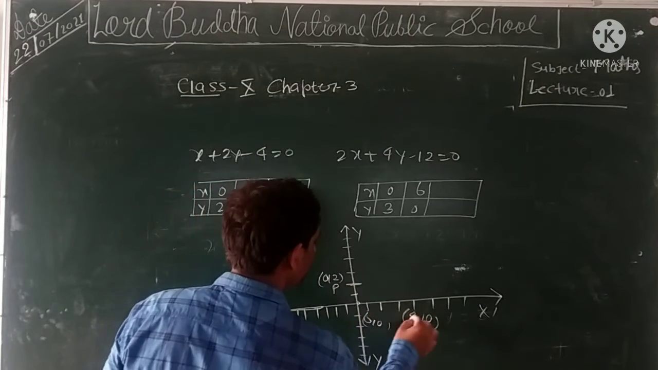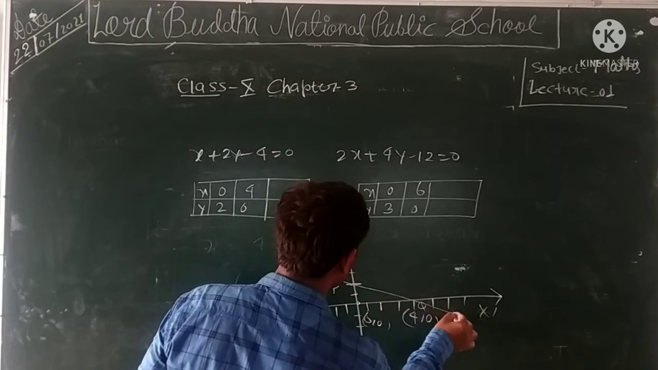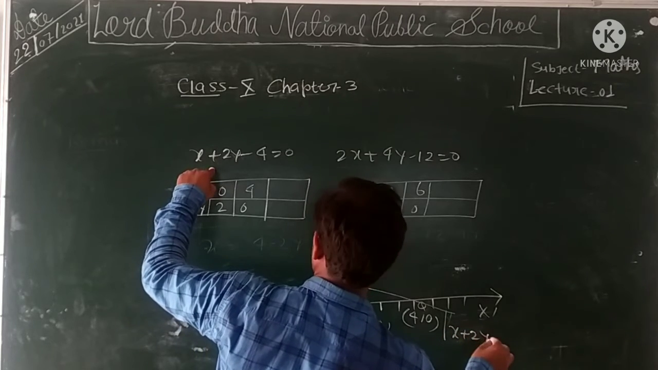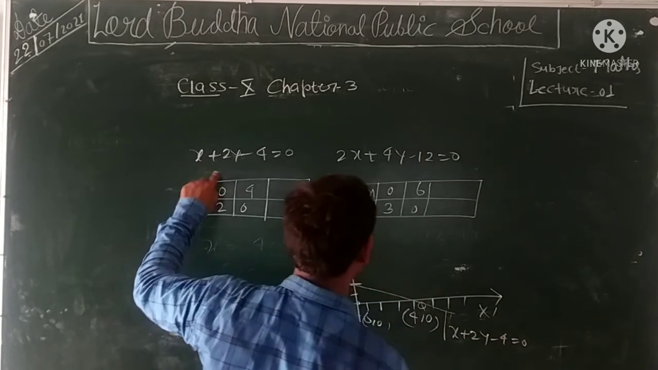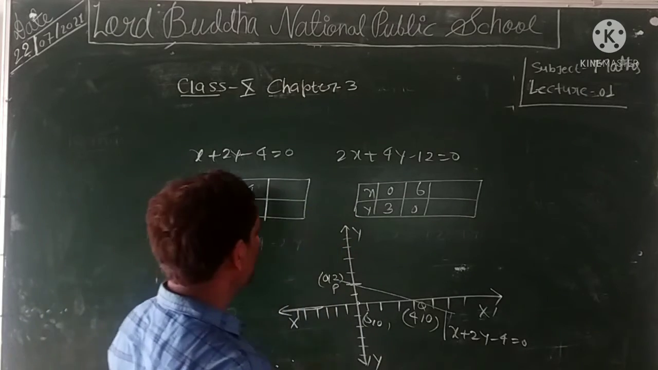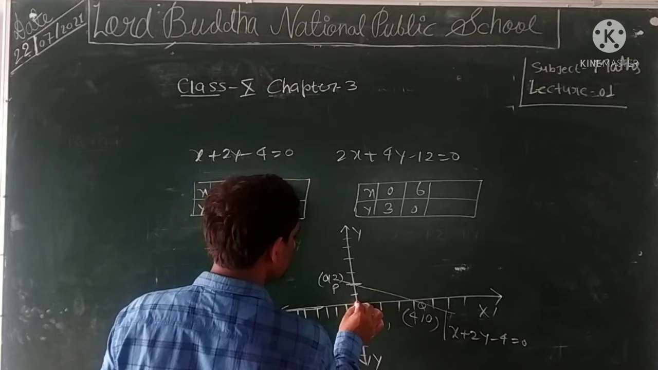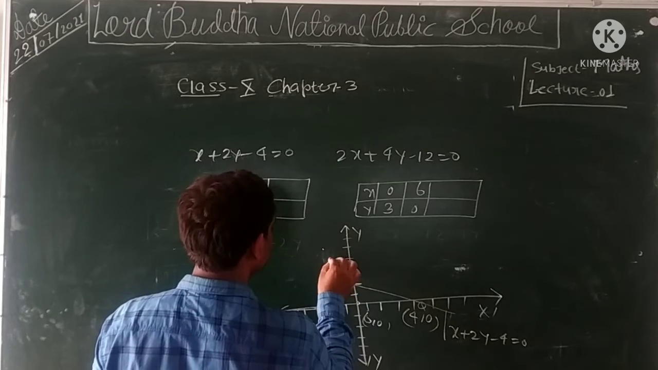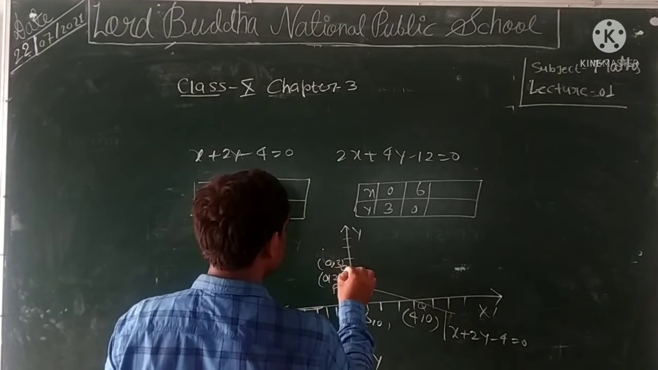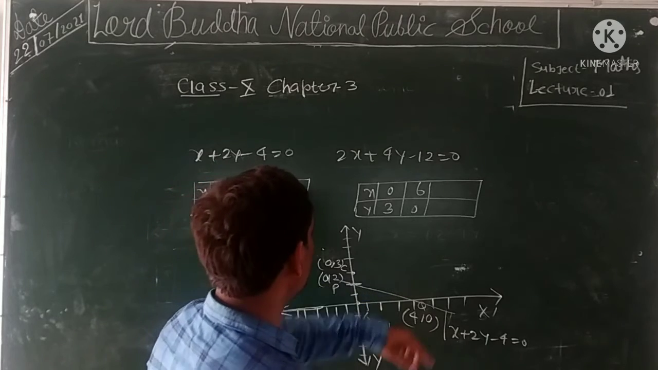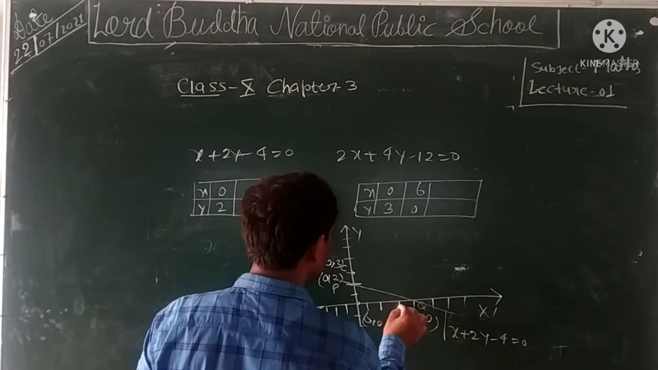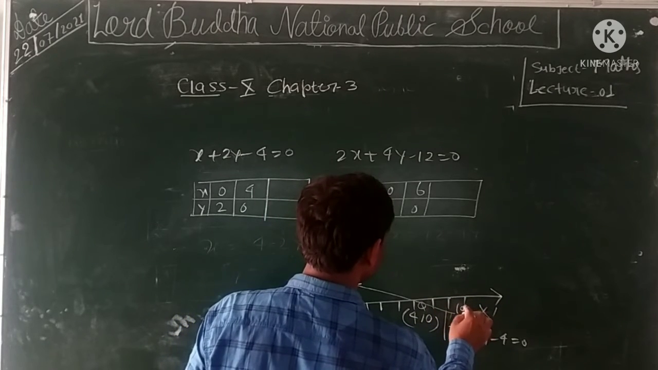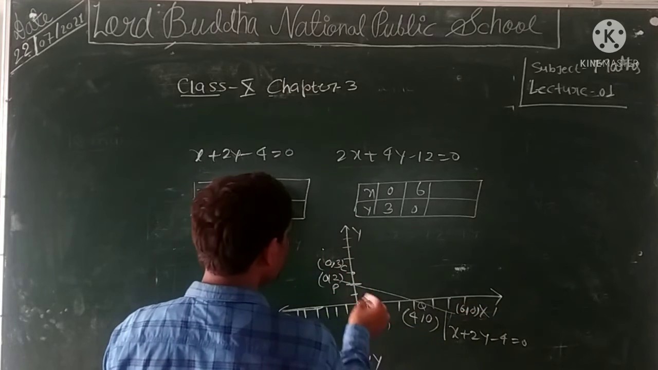Clear? We take this point P and this Q. We join these. This will represent the equation of the line x plus 2y minus 4 equal to 0. Now we take the second value, which is 0, 3. Here 0, 3: 1, 2, 3 means here. We take it as C. And the next value is 6, 0: 1, 2, 3, 4, 5, 6 here. Now we join these two points.